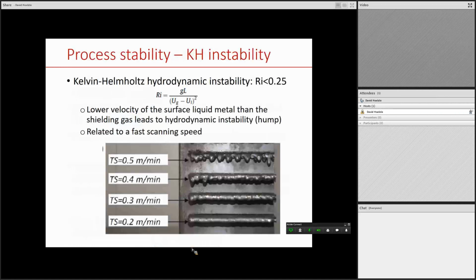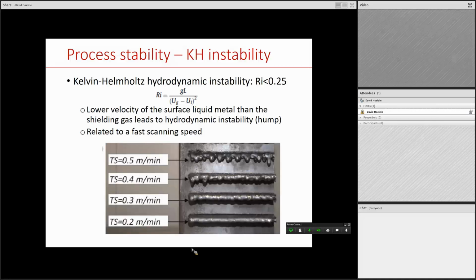The last thing is the process stability. There are two instabilities introduced in this paper. The first one is Kelvin-Helmholtz hydrodynamic instability. This will occur when the Ri number is smaller than 0.25. This instability is actually caused by the different velocity between the surface of the liquid metal and the shielding gas. This will lead to humping on the surface.